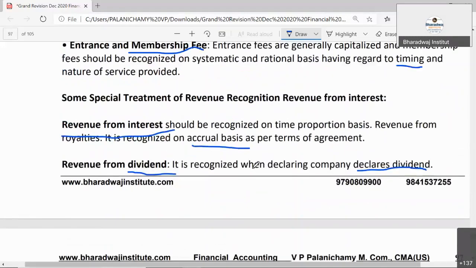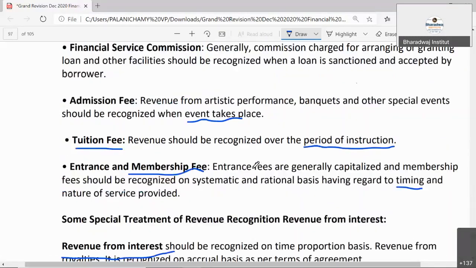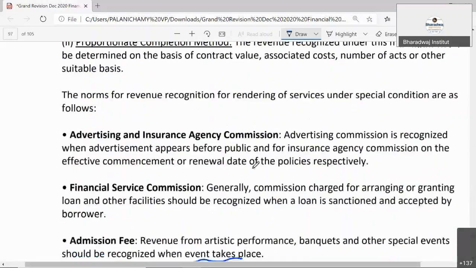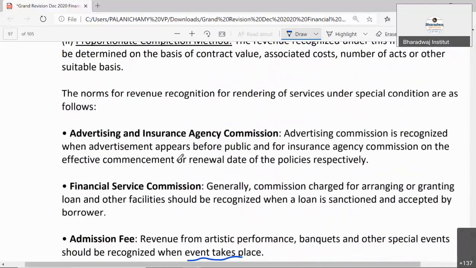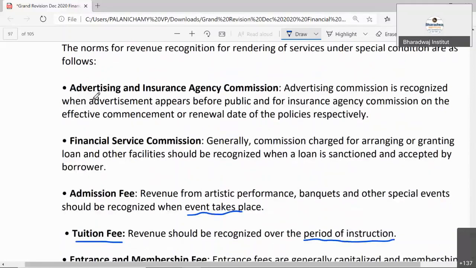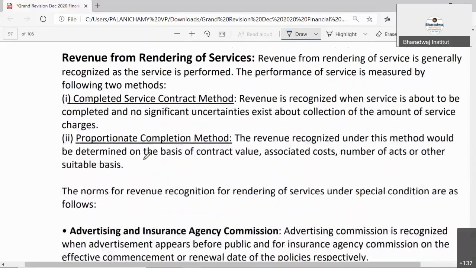So this is about revenue recognition. What type of questions can be asked? They can give a question like this and ask you whether it is an event-based service or a time-based service, or how the income can be recognized, like that.